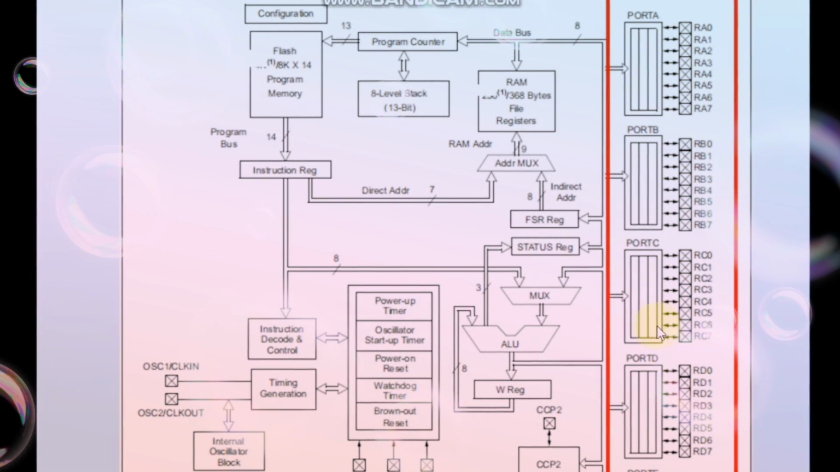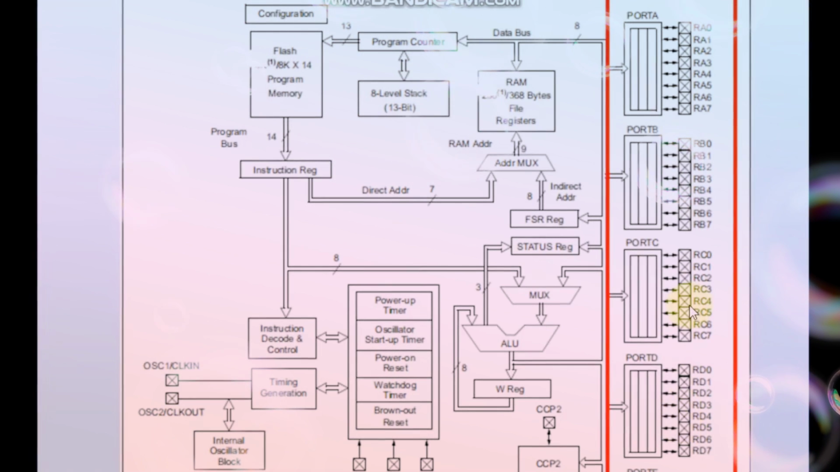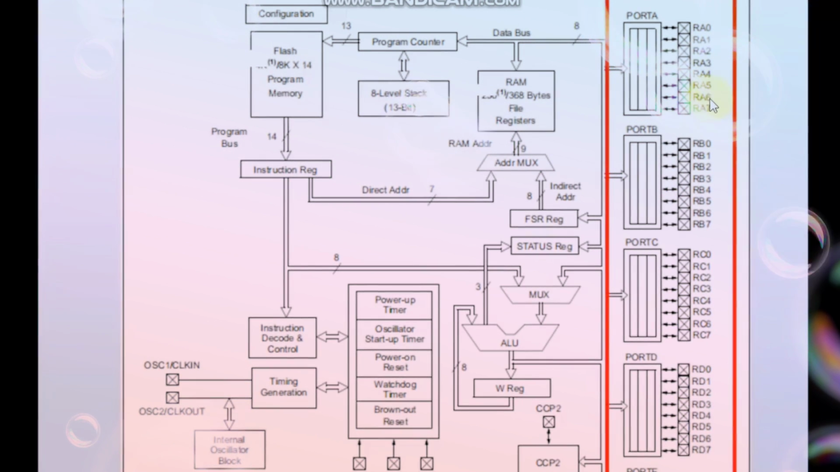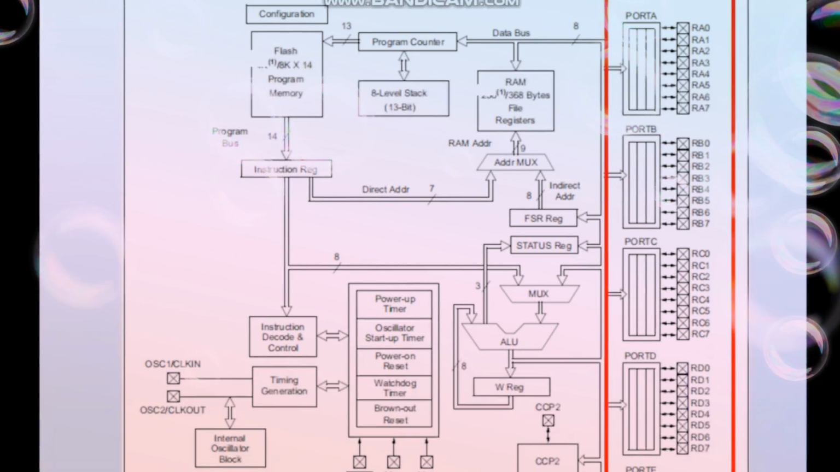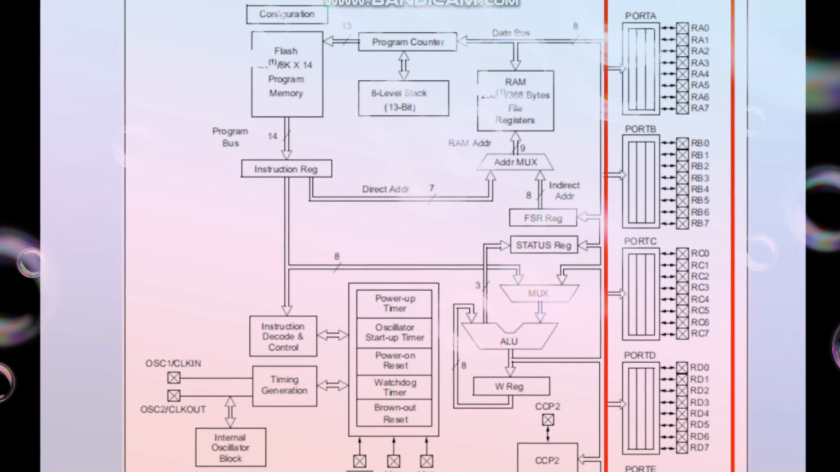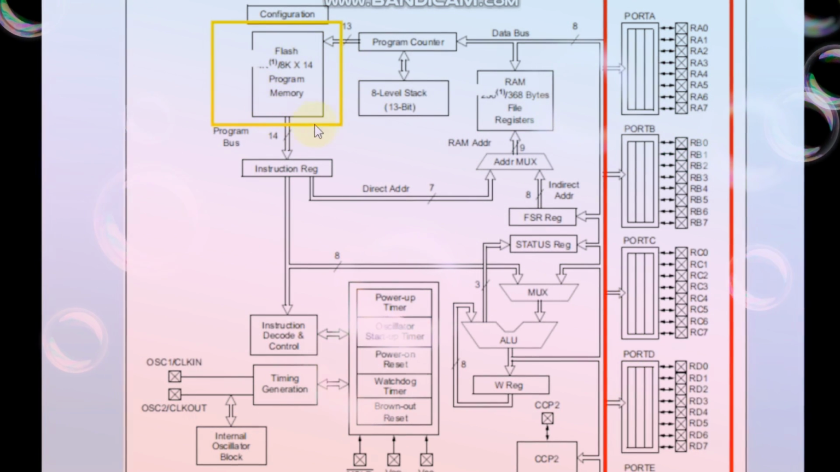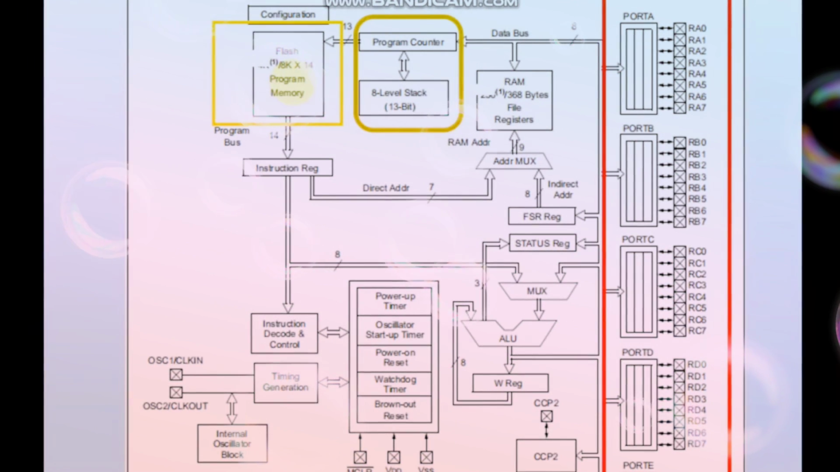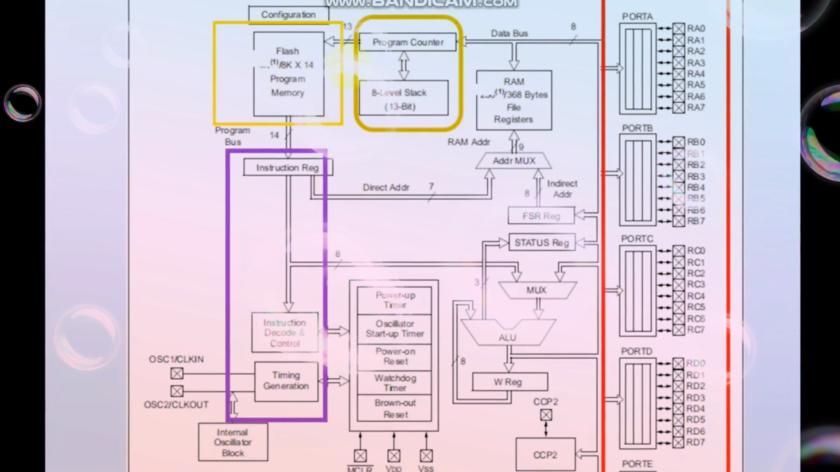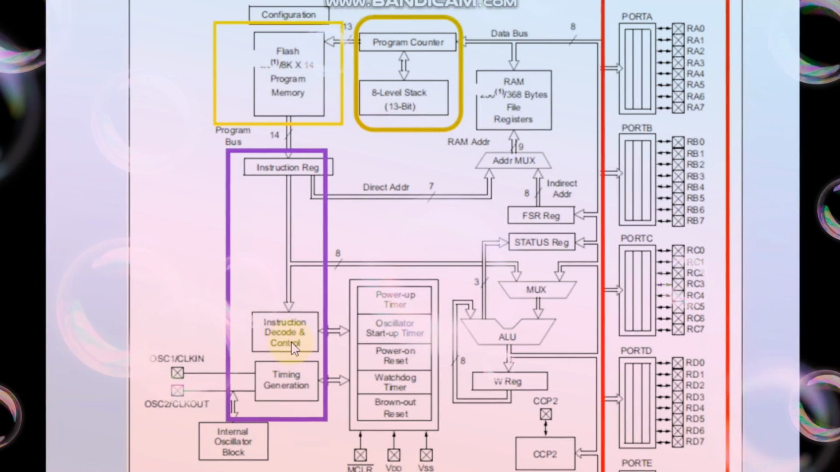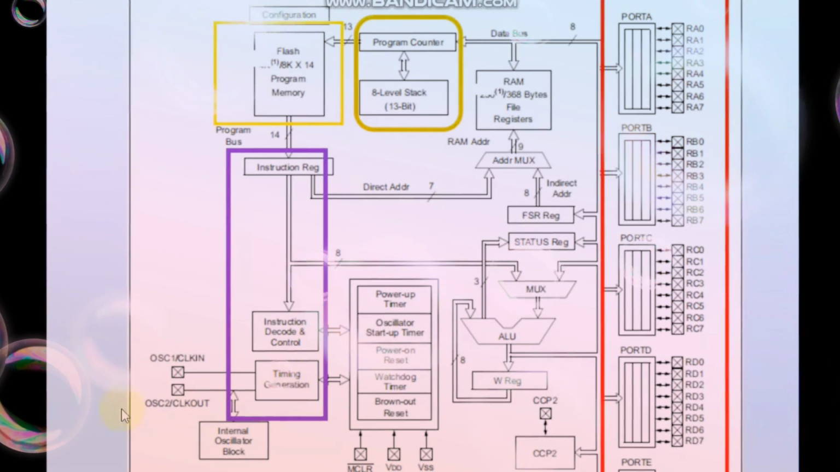Port A, port B, port C and port D, all these 4 ports are 8 bits wide. You can see RA0 to RA7, which is 8 bit, whereas port E is 4 bit wide. This is about the ports. Next, as said, it has flash memory, that is program memory. It has a program counter and an 8-level deep stack. Then there is the instruction register, and the instruction decode and control unit.